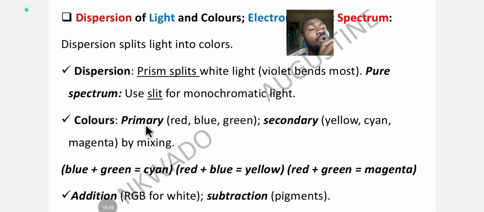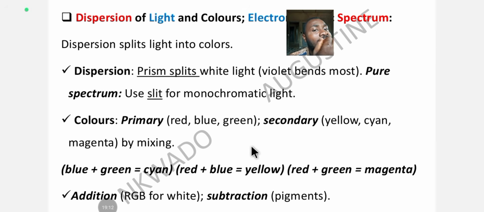The primary colors are only three. They include red, blue, and green. Three of them. Now the secondary colors. The secondary colors are the colors obtained by mixing two primary colors. When you mix two primary colors, you get secondary colors.